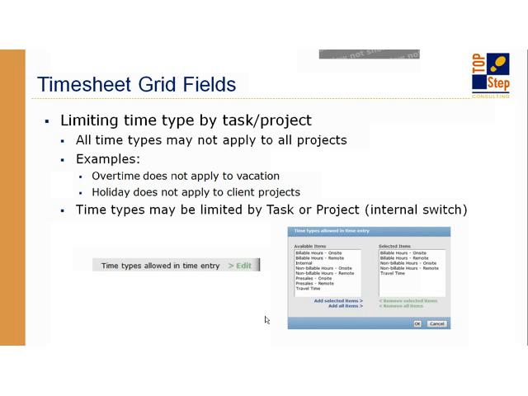Once you enable it, you get this filter that shows up. You can see on the slide it says time types allowed and time entry. You can control that either at the project level or the task level. It's just, again, whichever internal switch you request. And then once you click on that link, you get this little pop-up that says, okay, of all of the available time types, which ones should be available when somebody enters time against this project or task?